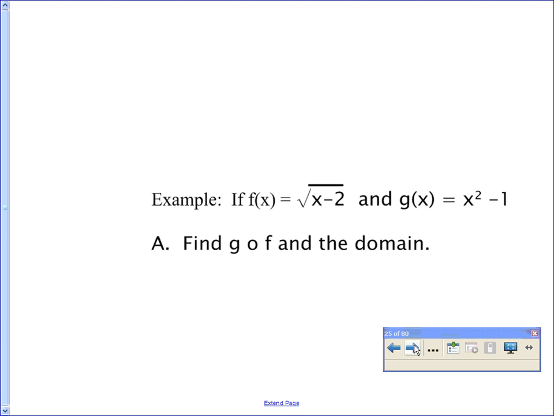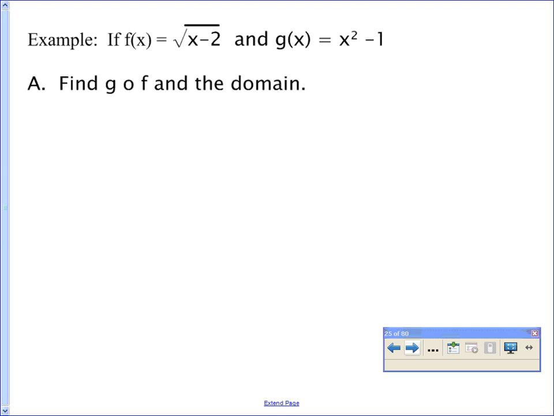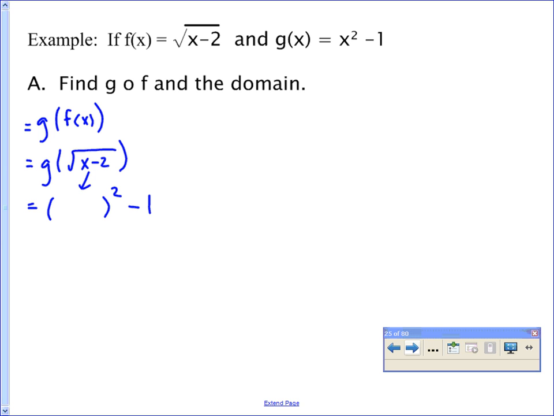So let's look at an example here. Let's say I have these two functions. These two are f and g. I want to find g of f, and then I also want to find the domain. So let's just start out by finding g of f of x. Okay, so that's g of, and then f of x is going to be square root x minus 2. And then I go to my g, and wherever I have an x, I'm using parentheses, minus 1, and I'm going to put that in.